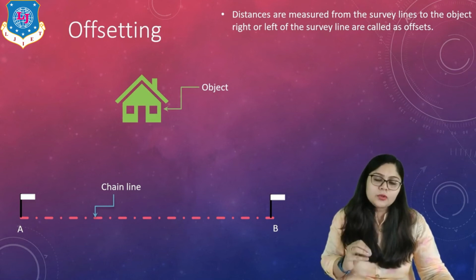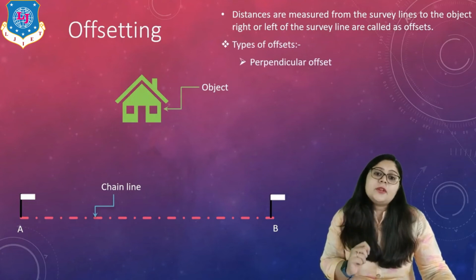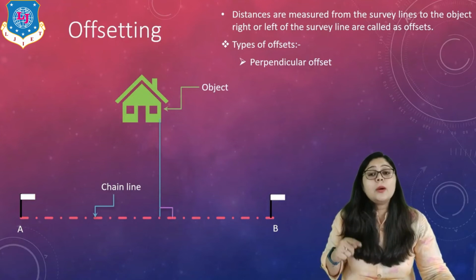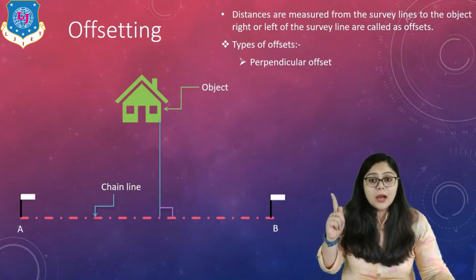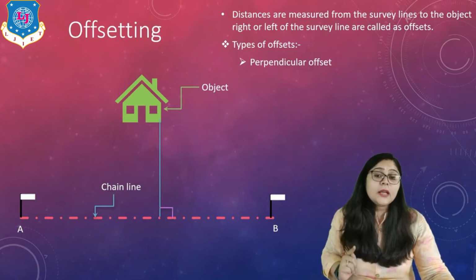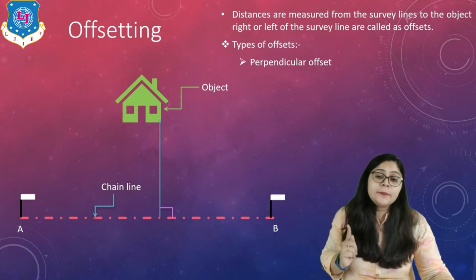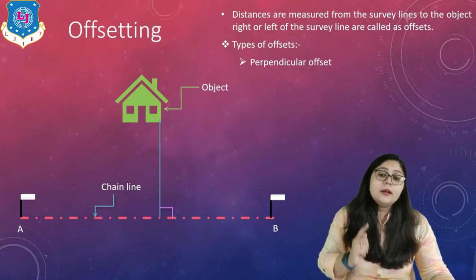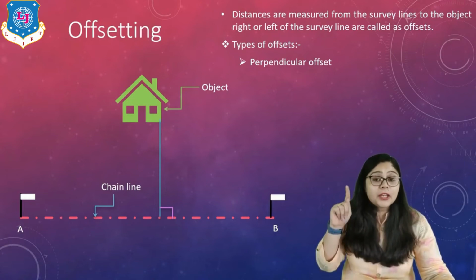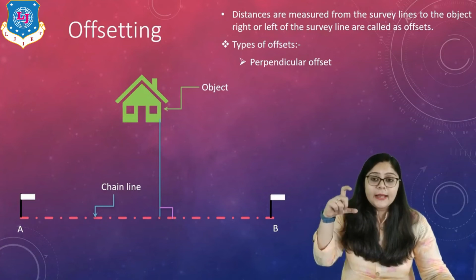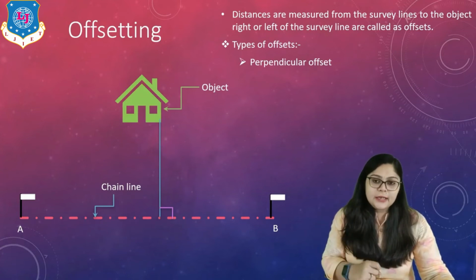A permanent object should be taken for taking the offsetting. Now, there are different types of offset, in which the first one is the perpendicular offset. So here, if I talk about this home or a house, then you are taking a perpendicular. It means from your chain line, you are taking a 90-degree angle to take the linear measurement, right? So that particular home is known as the object. It means offset, and that distance is known as the offsetting, right?